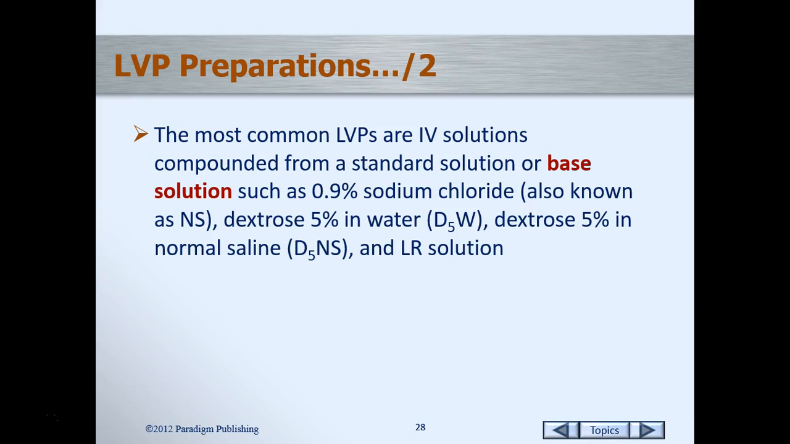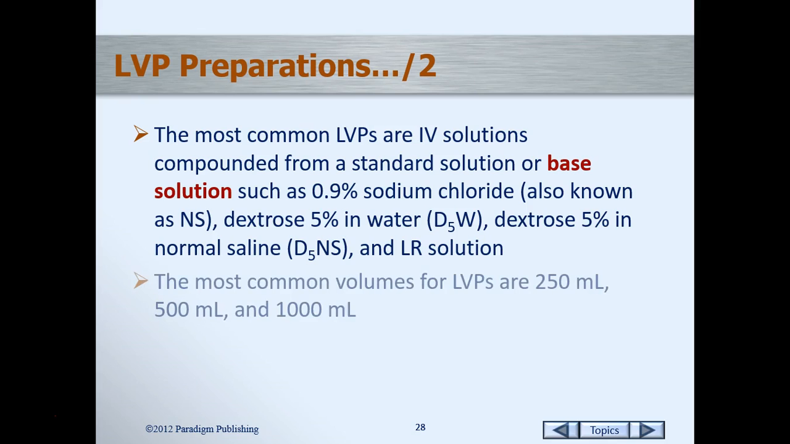The most common LVPs are IV solutions from a standard base, such as 0.9% sodium chloride, which is known as normal saline, dextrose 5% water, commonly referred to as D5W, or a combination of dextrose 5% water with normal saline, which is known as D5NS. We also may use lactated Ringer solution. The most common volumes for these LVPs are really 1 liter, then 500 milliliters, and then 250 milliliters. It is dependent upon a continuous infusion for it to be considered a large volume parenteral.